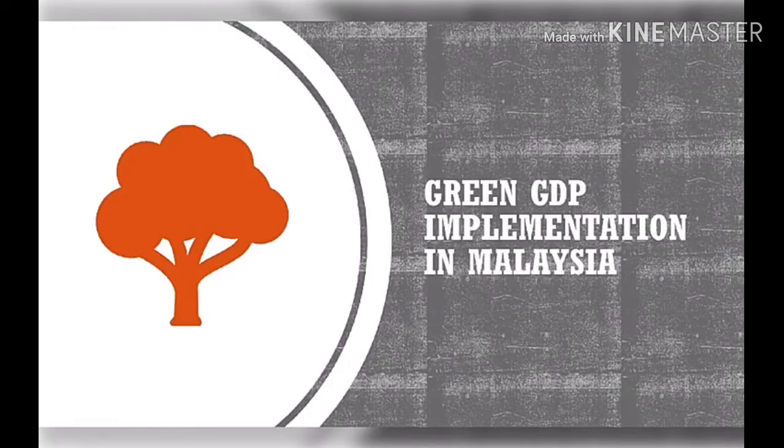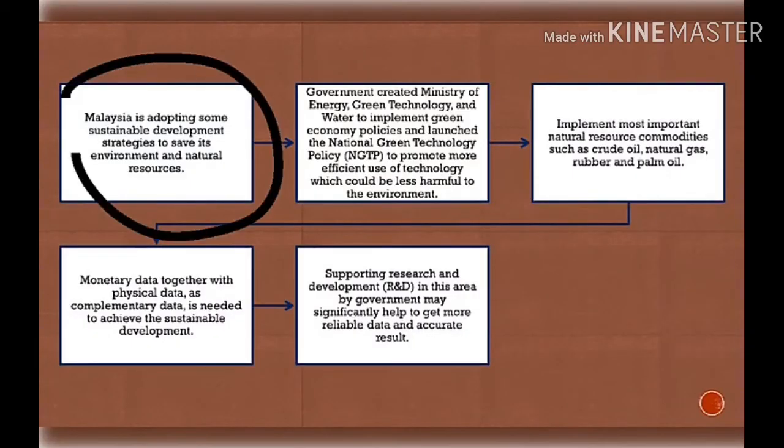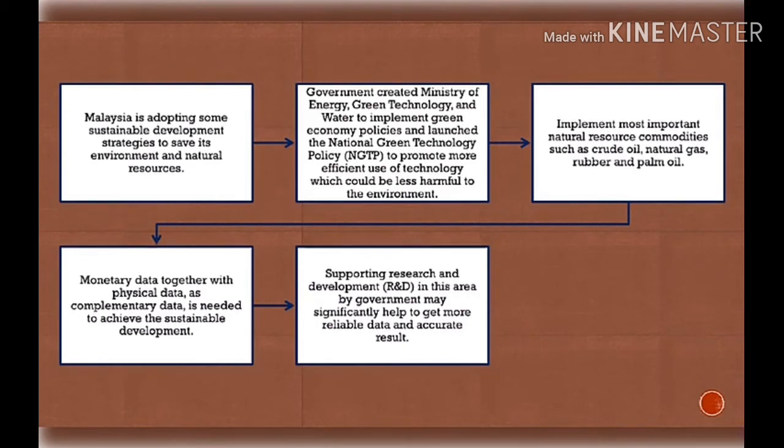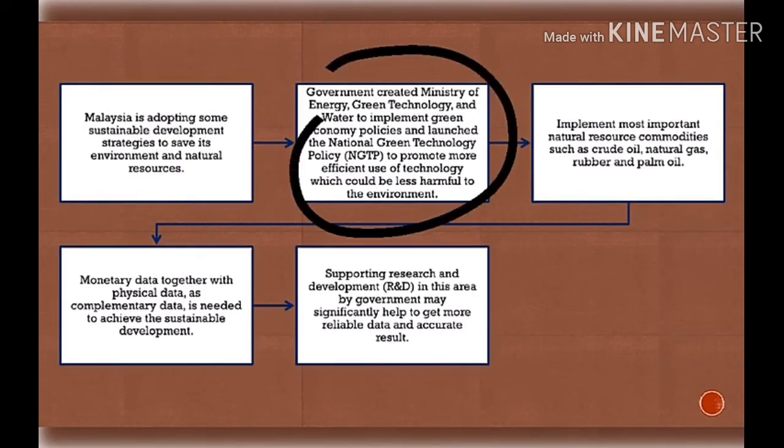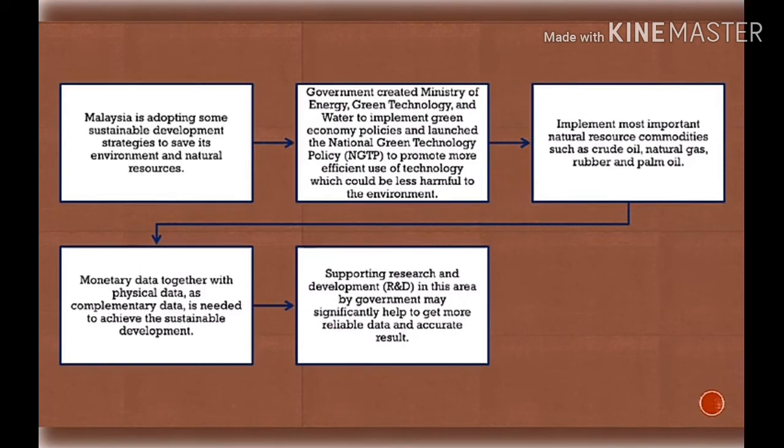Next is about green GDP implementation in Malaysia. The first one, Malaysia is adopting some sustainable development strategies to save its environment and natural resources. To achieve the goal of sustainable development, Malaysia started to implement green economy policies around the 1970s, introducing regulation to manage pollution from the palm oil industry. And the second one, the government has created the Ministry of Energy, Green Technology and Water to implement green economy policies and launch the National Green Technology Policy to promote more efficient use of technology which could be less harmful to the environment. The NGTP should be a driver to accelerate the national economy and at the same time promote sustainable development in the country.